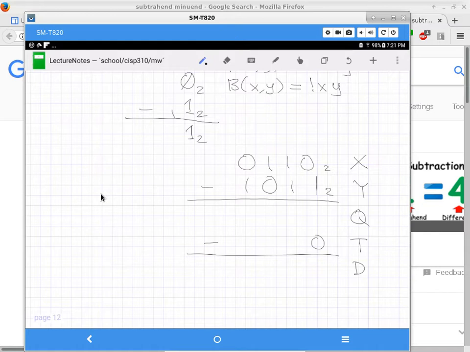Well, let's start from the column. Let's start with the rightmost column, because that's how we usually do things. So we got 0 minus 1 over here. 0 minus 1, if you look at the table, the result is a 1. So we put a 1 here. The borrow is 1 as well. Okay, so we put a 1 here as our borrow.